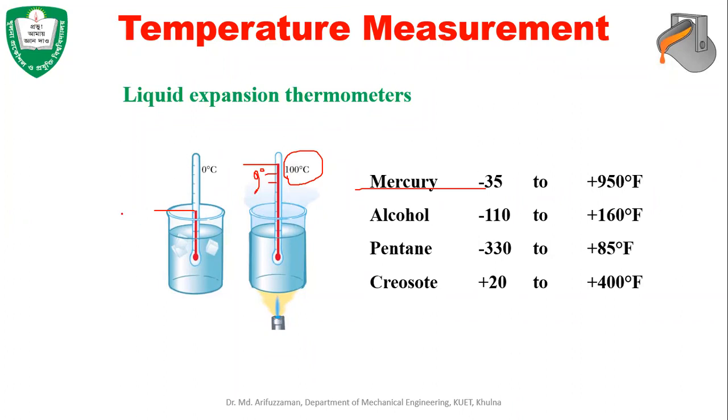Using that source, they checked, for a 5 degree temperature increase, how much the travel occurs for the mercury, how much expansion occurs in the mercury. And then they mark that point as 30 degree, 40 degree, 50 degree, like a 5 degree interval or 20 degree interval. That's how they do that. That's the importance of calibration. Okay. Do you have any question here?